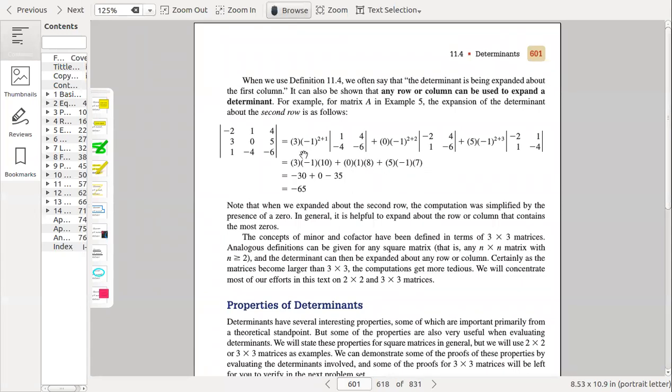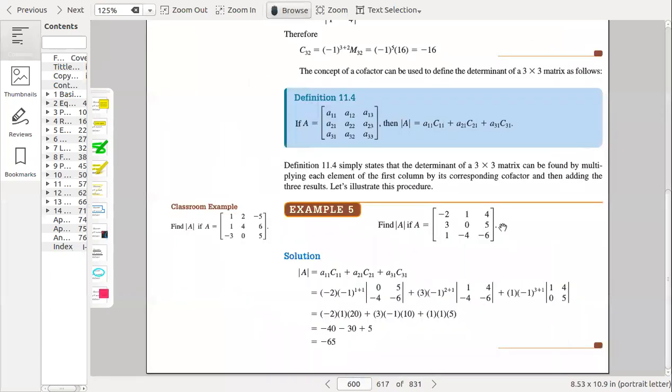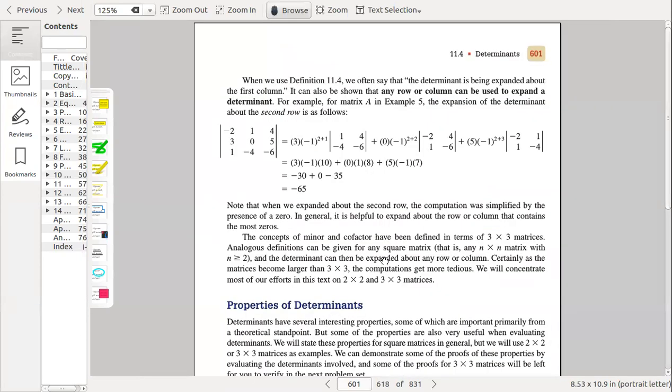So then for the entry 5, we will delete third column and second row. The matrix will be minus 2, 1, 1, minus 4. And then we will calculate the determinant. 4 into 2, 8, minus 1, 7. So then 7 into 5, minus 35, 0 into something, 0, and 3 into 10, 30, minus 30. So minus 30 minus 35, minus 65. So if you observe, the answer is the same. It means we can expand with respect to any column or any row.